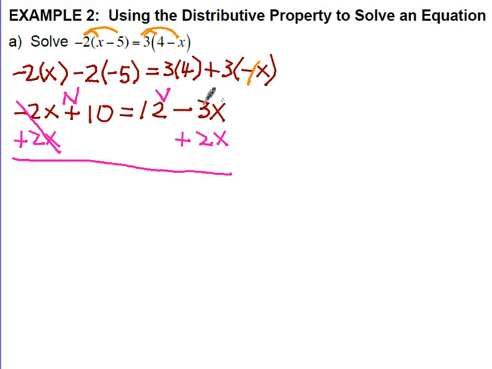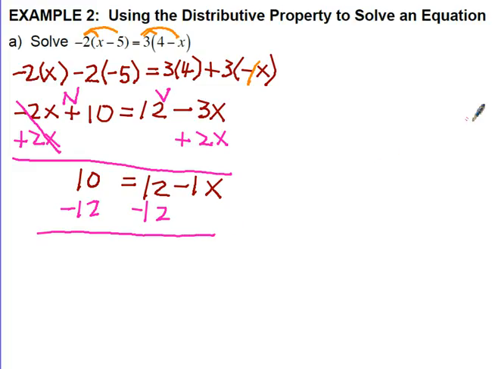In this case, now I just have positive 10, which is a number, and I have 12. -3 plus 2 is -1, so -1x. And now I'm going to remove 12 by subtracting 12 and then do the same thing on the other side. And now these 12 minus 12 cancels out. 10 minus 12 is -2. -2 is equal to -1x.